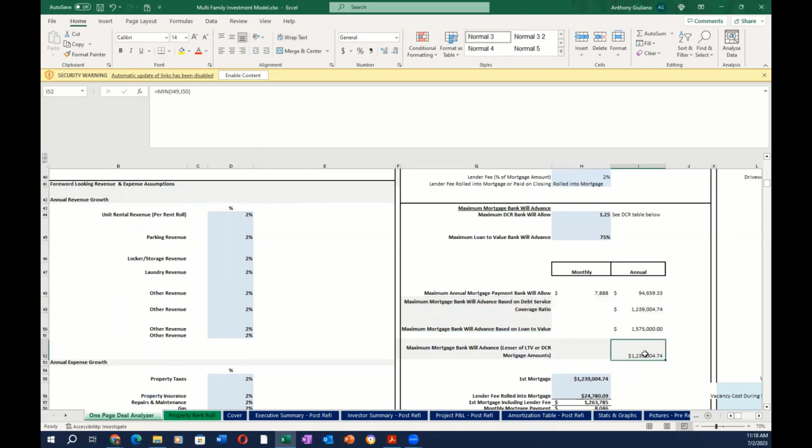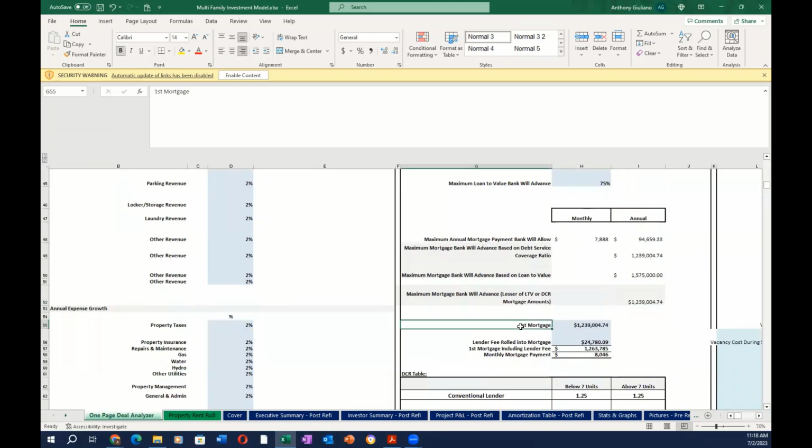Now, obviously, if you're working with a lender, you can play around with these two amounts to increase or decrease the maximum amount the bank will advance. But I think this is the more conservative option to go with.